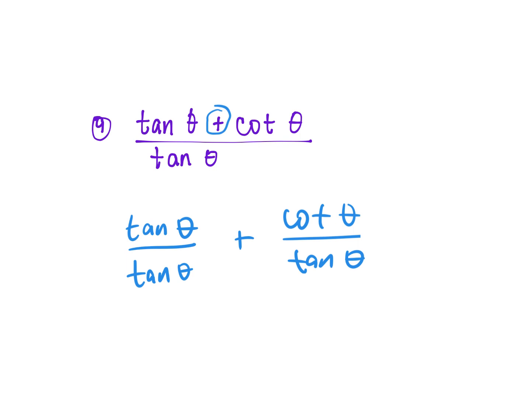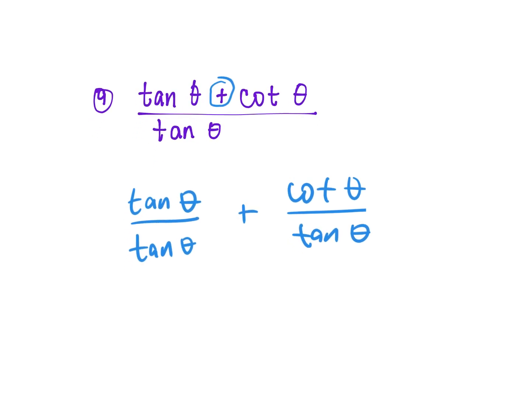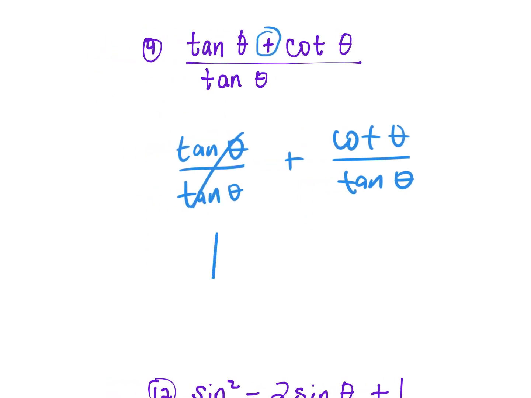Now, what happens when I do this? What do the tangents become? They become 1, right? Everybody see that? Anything divided by itself is 1. Plus, do you guys agree with me that's just a fraction divided by a fraction? Or it's something divided by... So, go ahead. I'm going to change cotangent to cosine over sine.